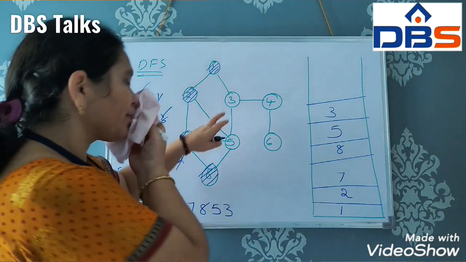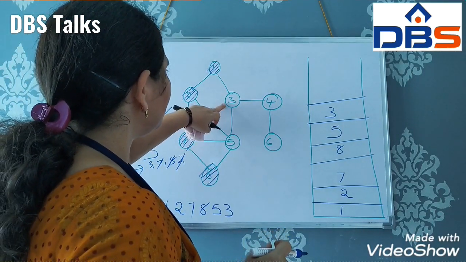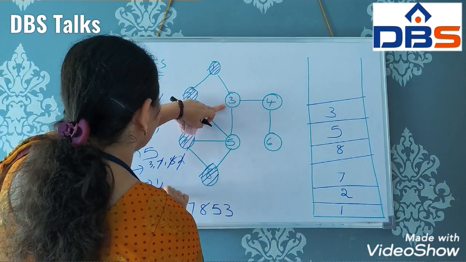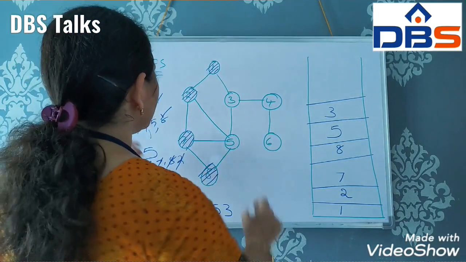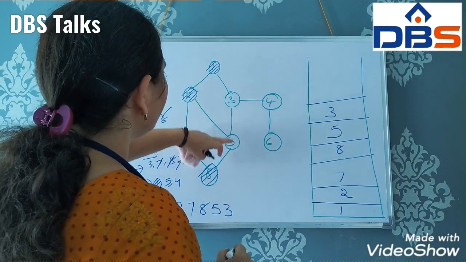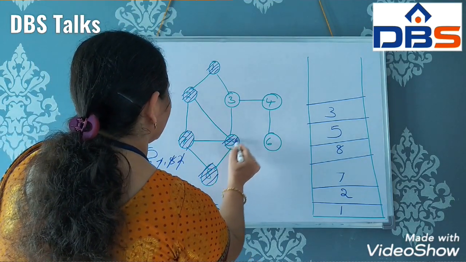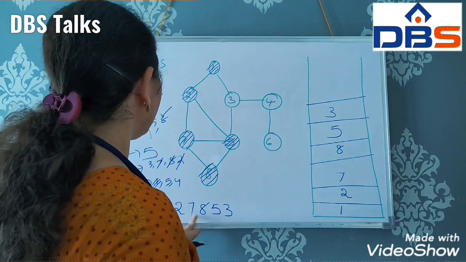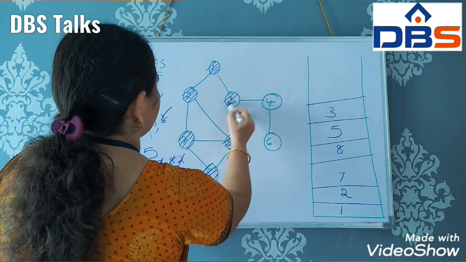Next we go to 3. What are the adjacent vertices of 3? 1, 5, 4. 1 is already visited. Of 5 and 4, 5 is also visited. Already we printed 1, 2, 7, 8, 5. So 3 is now also visited.